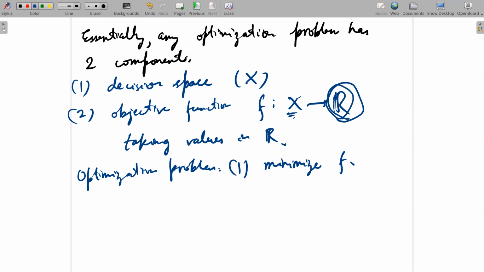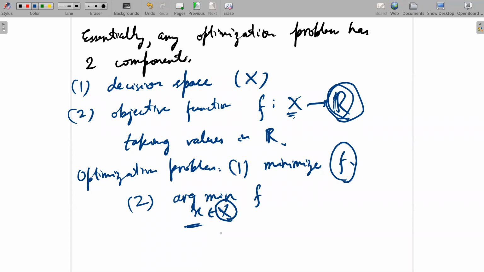So we'll just stick with one of them, and it will be implicitly understood that the other can be solved by changing the sign of f. And the second problem is, minimize f meaning find the minimum value of f. The second problem, which is typically what you want, is argmin. Argmin meaning which choice, so this is the decision space, which decision actually minimizes f. So that is the value of x which minimizes f. In fact, this is typically the harder problem. So any optimization problem will typically look like this.